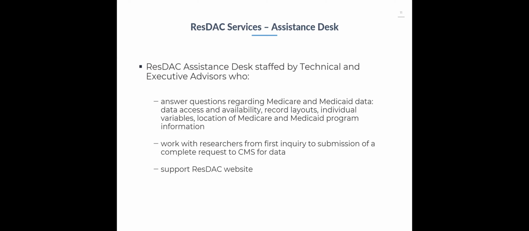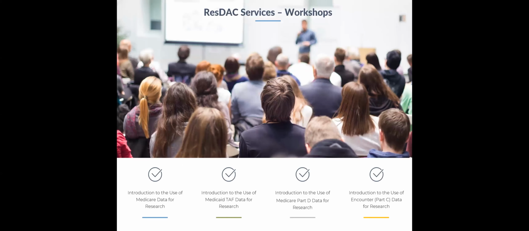I'm seeing this weird thing. How do I understand this? They're there for that. The executive advisors are there for all of the really minute details about what needs to be done in order to check all the boxes to request the data. And then we work from when you first start, like how am I going to access or how am I going to request the data, all the way to once you've got the data, how are you going to use it? And then our assistance desk works directly with our website as well.